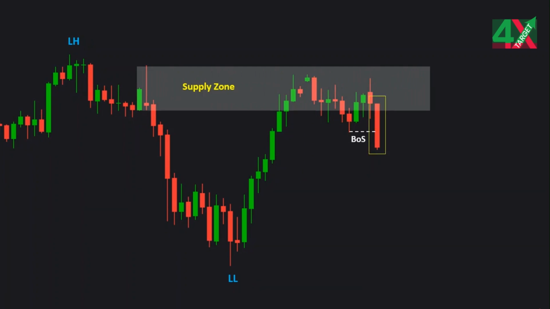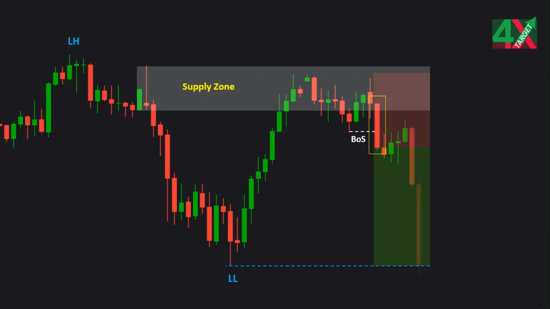Also, a Marubozu candlestick pattern forms at the supply zone. This indicates a potential shift of momentum to the downside. Once the setup is confirmed, we enter a sell position because there is high probability that the price will continue its downtrend. Place your stop loss just above the recent lower high on the internal structure. Set your take profit at the previous lower low identified on the external structure, aligning your target with the broader market direction.